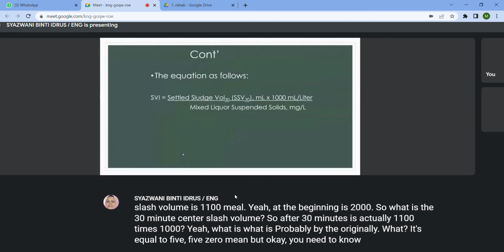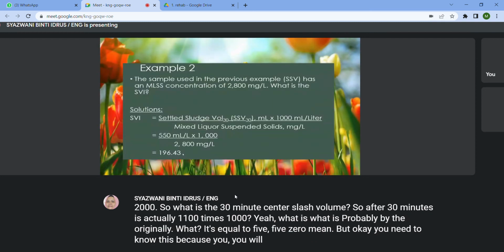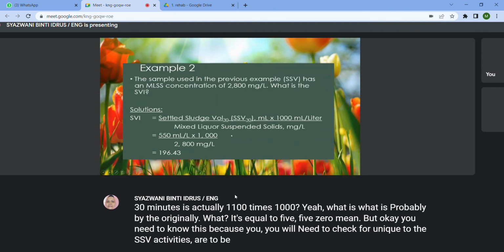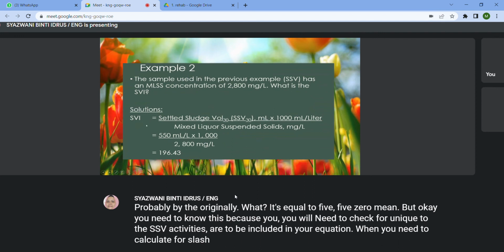Okay, you need to know this because the SSV at 30 minutes is to be included in your equation when you need to calculate the sludge volume index.